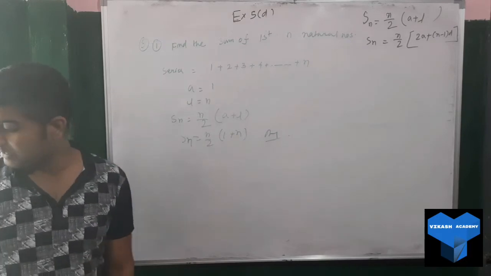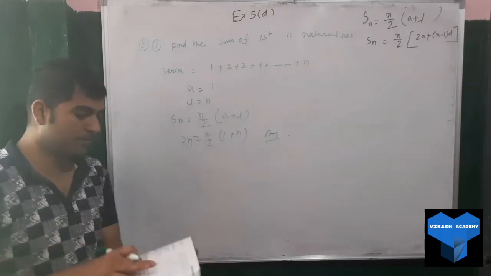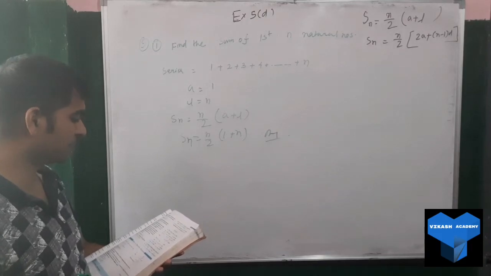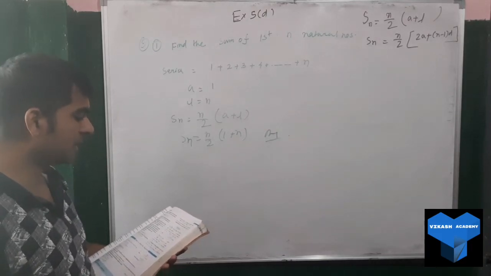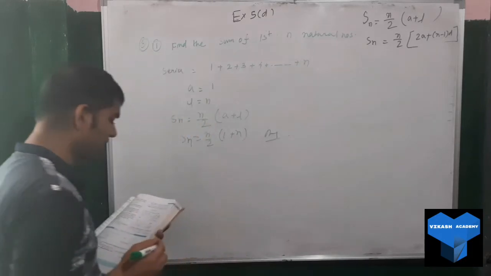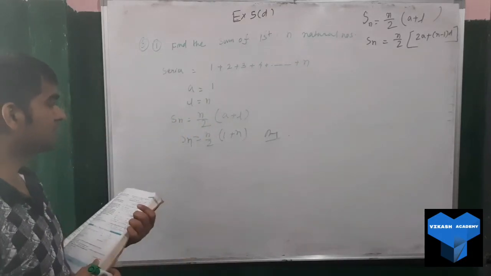So this will be our answer, I think, for question number 5. We are doing 5.1, right? So (n plus 1) by 2, right? So this is the answer. Now we will move to the next question here.